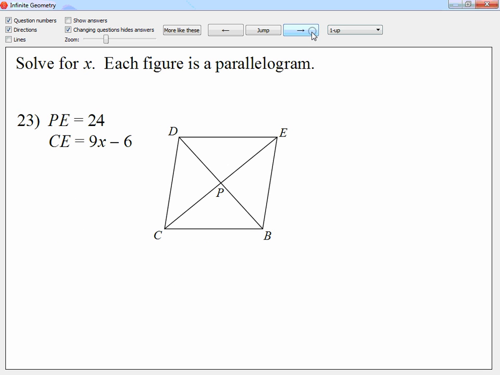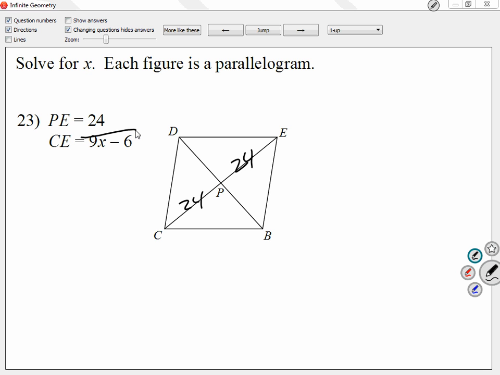Alright, now 23. When we have our diagonals, the diagonals are going to be the same length. So DB, this diagonal, and EC have the same length. If I know one, I know the other. Not only that, but they cut each other in half. We're dealing with a parallelogram, and I notice that PE is 24. How big is CP? 24. So we know CP is 24.